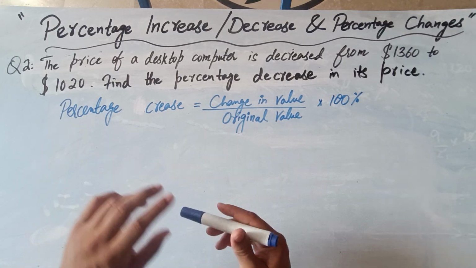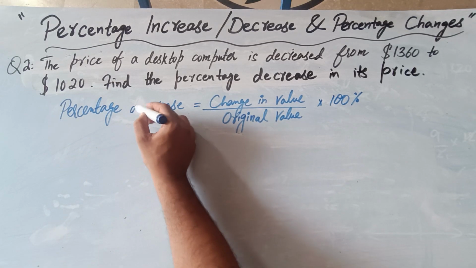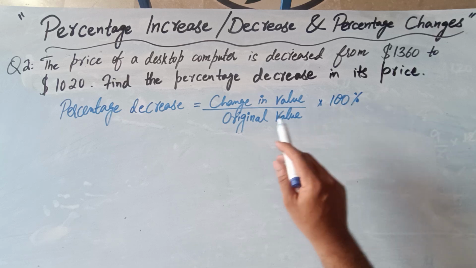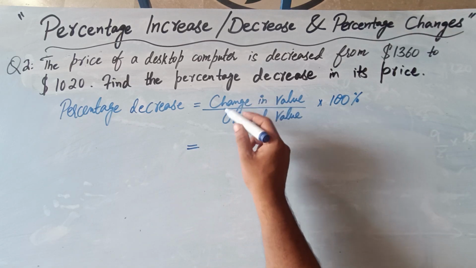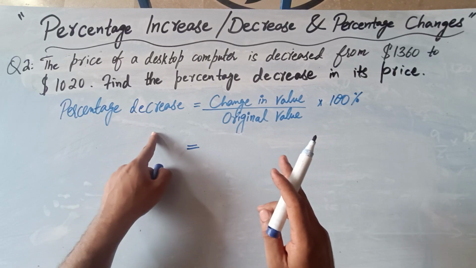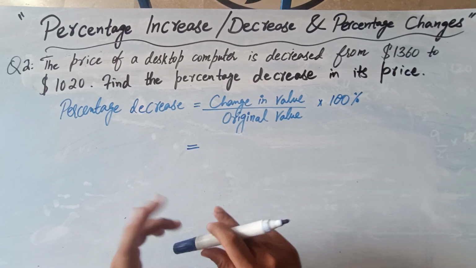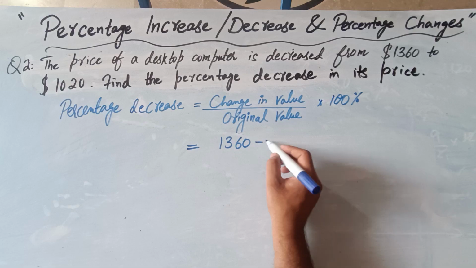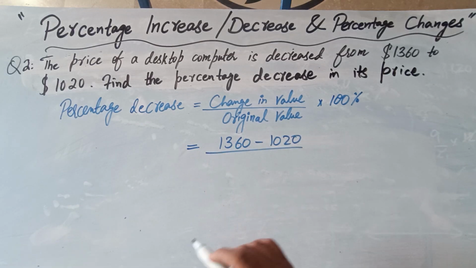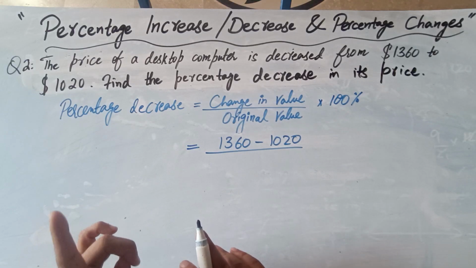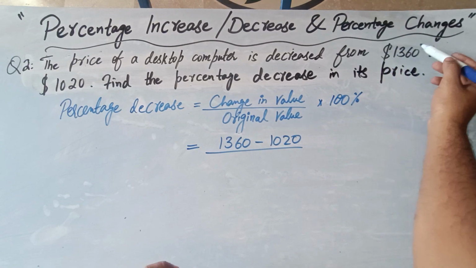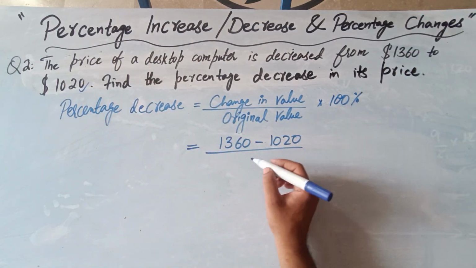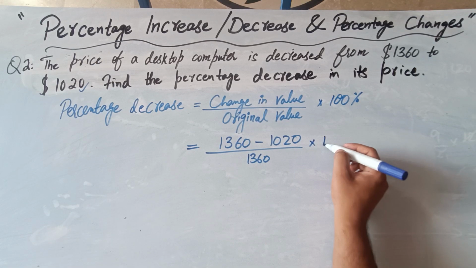So again the formula would remain the same, only we will write over here percentage decrease is equal to change in value divided by original value multiplied by 100. If you learn this formula, it will be applicable in both cases, in percentage increase as well as in percentage decrease. Now change, how to find out change? Obviously smaller from bigger will be subtracted, divided by original value. Now what was the original value? This is the very important thing to analyze. Decrease from, this was the original, to means this has become now. So original value was 1360 multiplied by 100%.